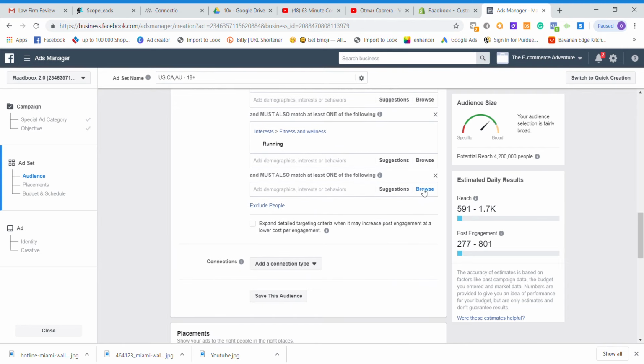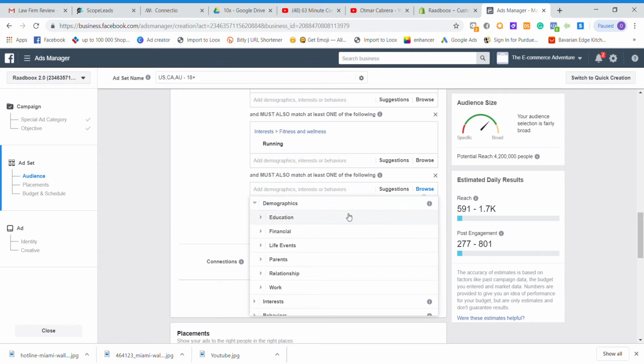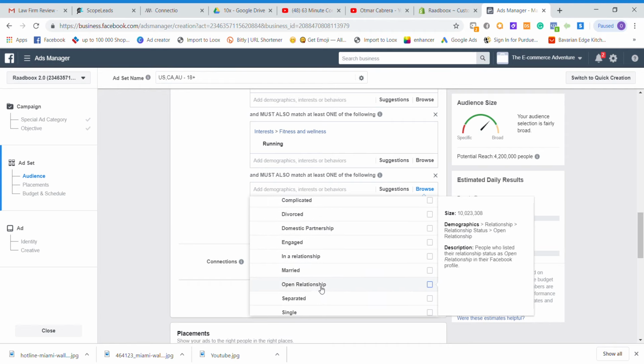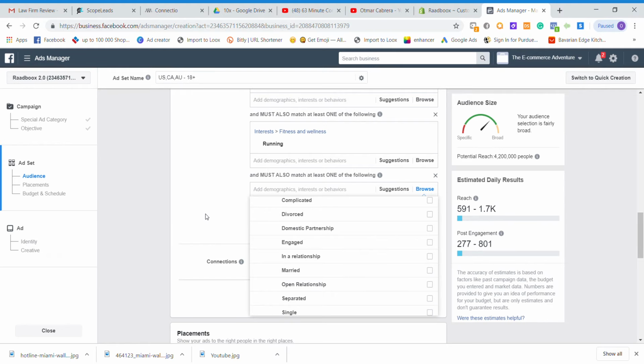So I'm going to show you guys a little bit more of the demographics, okay? You have the education, financial, life events, parents, relationships, work. Now, who are the type of people who want a slimmer belly? So I can do relationship status. Guys, Facebook knows this information. In a relationship, married, they know this by the way you react. Most likely, someone who's married is probably going to try and slim down for their husband, or someone who's single is trying to get in shape to get a man, or vice versa.